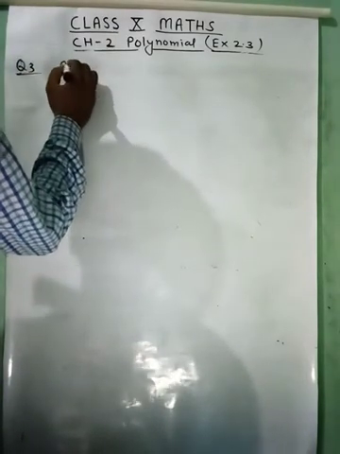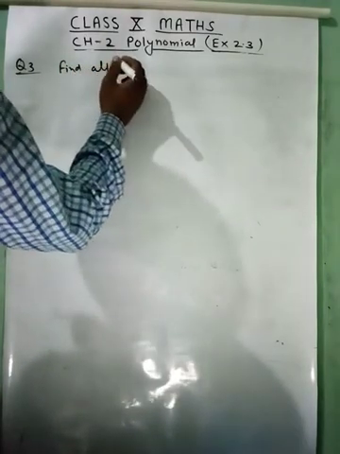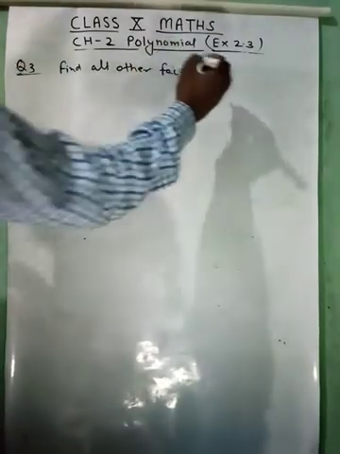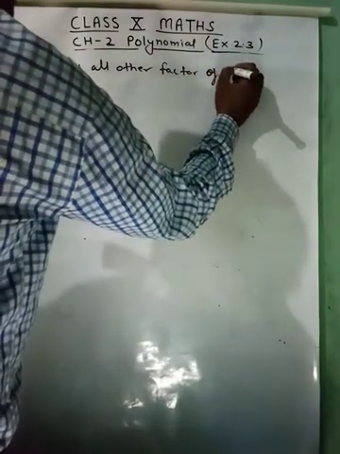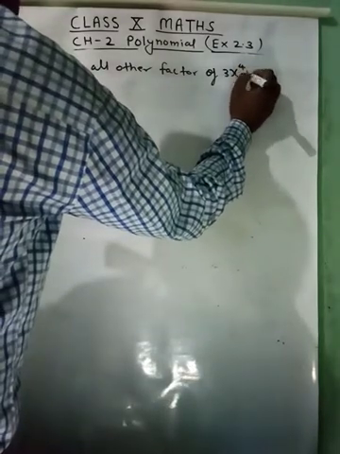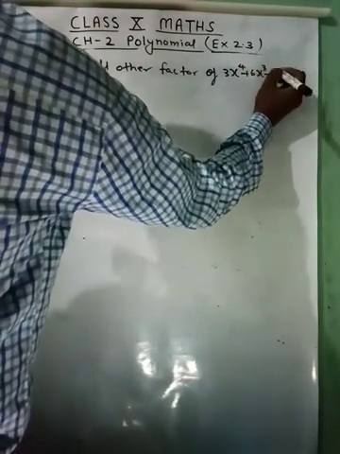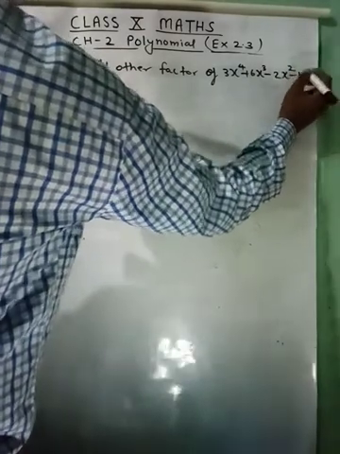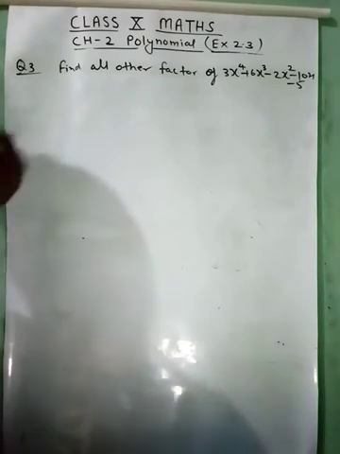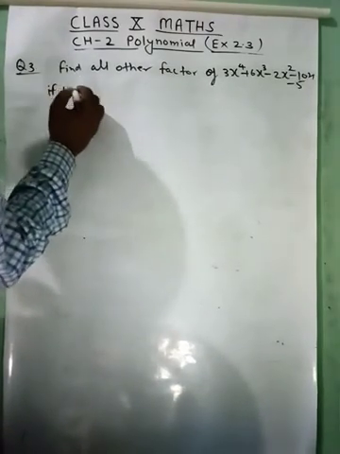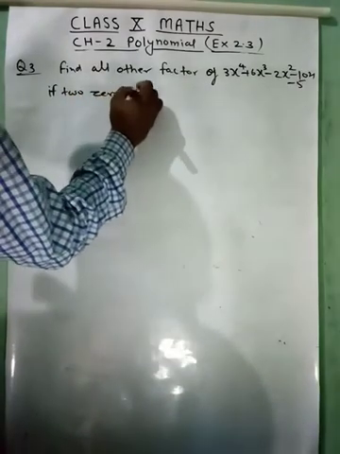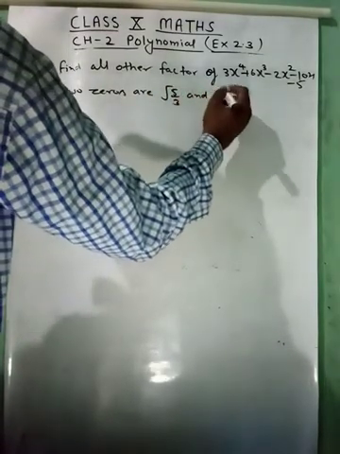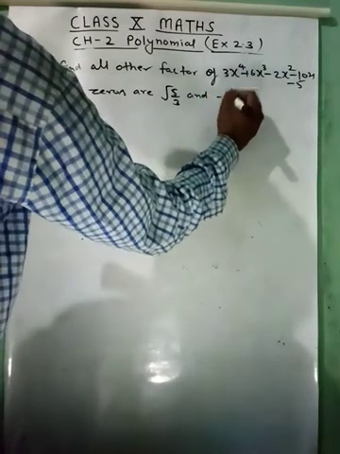Find all other factors of 3x to the power 4 plus 6x cube minus 2x square minus 10x minus 5, if two zeros are root 5 by 3 and minus root 5 by 3.